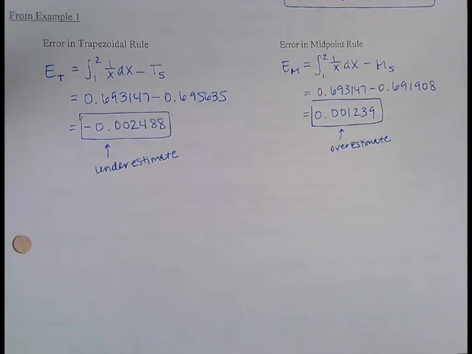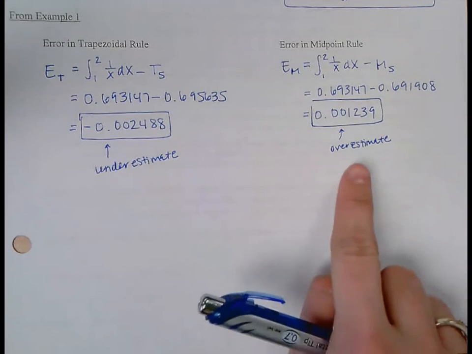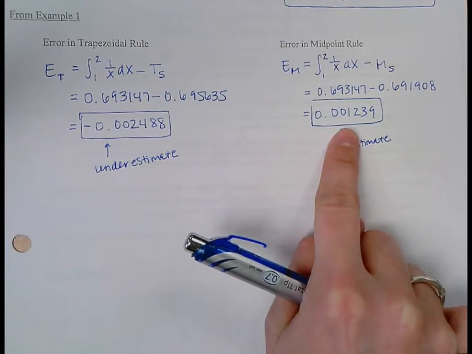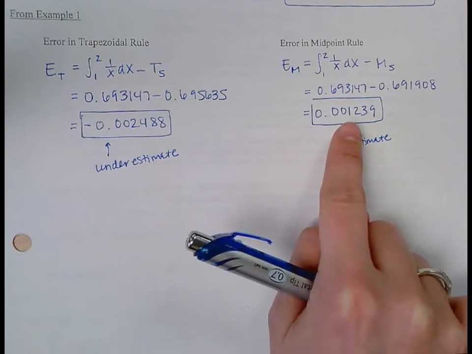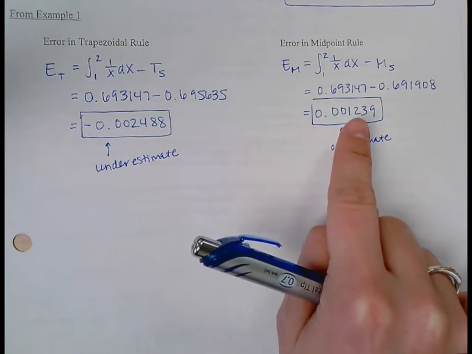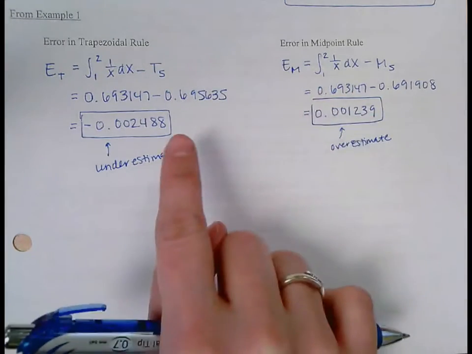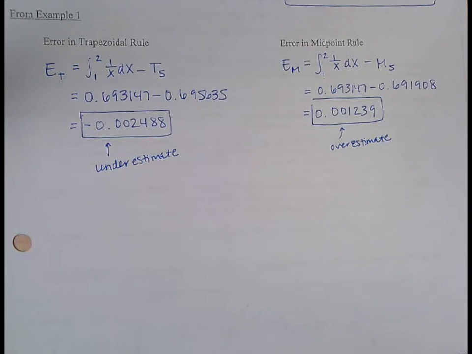Another thing is, notice the midpoint approximation is actually closer to the exact value. This error is about half the size of this one. Midpoint rule is generally the best approximation. Now, you still need to know how to find all of them. You could be asked to find any one: left, midpoint, or trapezoidal. Midpoint overall is the best approximation, though. So why they don't always just use it, I don't know. Don't ask me.